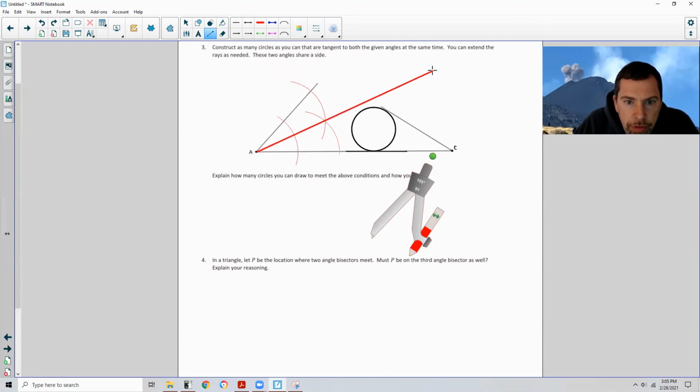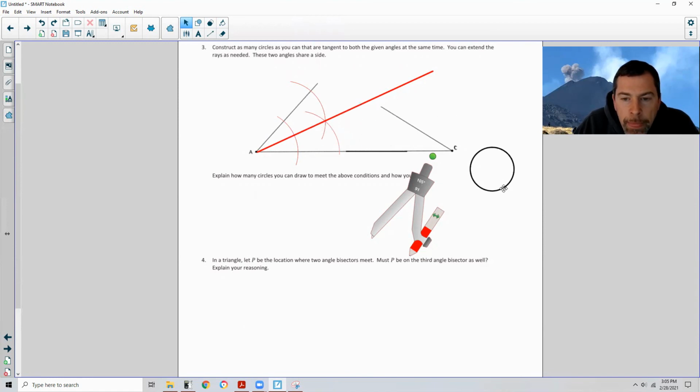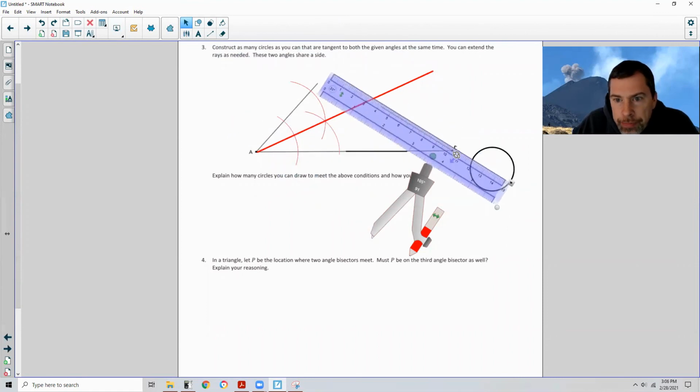For the center of a circle to be tangent to both of these on angle A, the center of the circle would have to be on this red line. So now I need to trajectory this up somewhere like so until I'm tangent to this, this, and this. So I'm going to need to extend the sides of the ray coming off of C now.